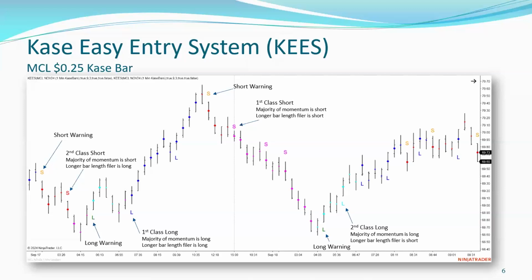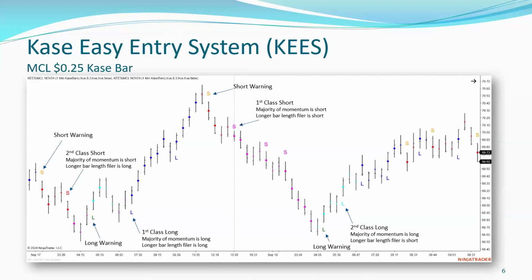So the Kase Easy entry system, it's very simple. It actually does a lot of work in the background. We're looking at multiple bar lengths, we're looking at multiple momentum indicators, and we're looking at bar trend direction. So whether or not bars are closing higher, closing lower, making new highs, making new lows. But all of that information is distilled down into these little color-coded dots: red dots for bars that have short permissions, red or pink, and then either the cyan or darker blue dots for bars that have a long permission.